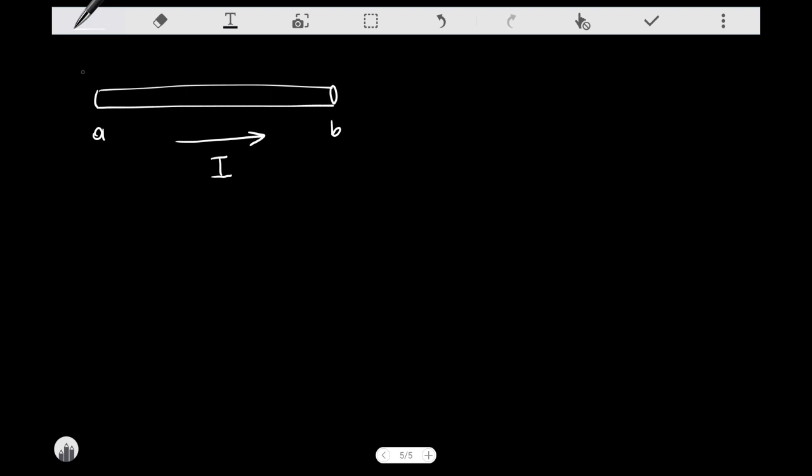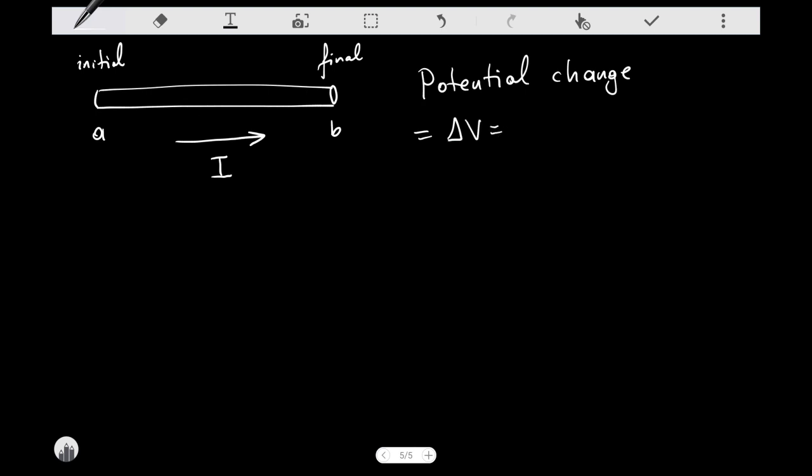So as a result, in this special case, my initial point is at A, final point is at B. I'm therefore starting my motion from the initial point and moving along the arrow and then reaching the final point. In that case, the change in the electric potential is a well-defined quantity. It's always final minus the initial. So the potential change is defined as final minus initial. So therefore, this is VB minus VA, or VBA.